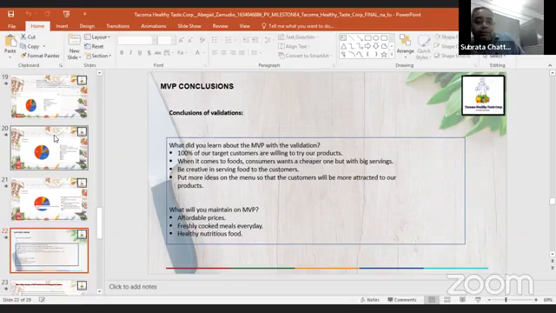100% of the target customers are willing to try their products. When it comes to food, consumers want cheaper ones, but with big servings. And they are creative in serving food to the customers because they have different styles of serving, American or silver style. Put more ideas on the menu so that customers will be more attracted to their products. So affordable prices, freshly cooked meals, and healthy, nutritious food is their USP, their unique selling proposition.